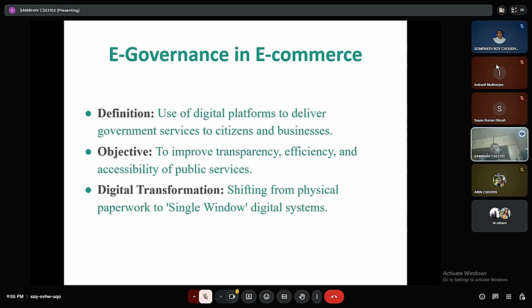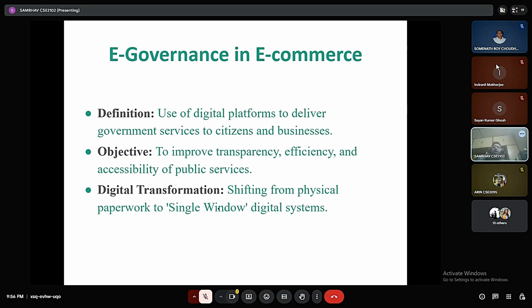There's also e-governance in e-commerce. The use of digital platforms to deliver government services to citizens and businesses is known as e-governance. Its objective is to improve transparency, efficiency, and accessibility of public services. It is also the digital transformation in which a shift is made from paperwork to single window digital systems.